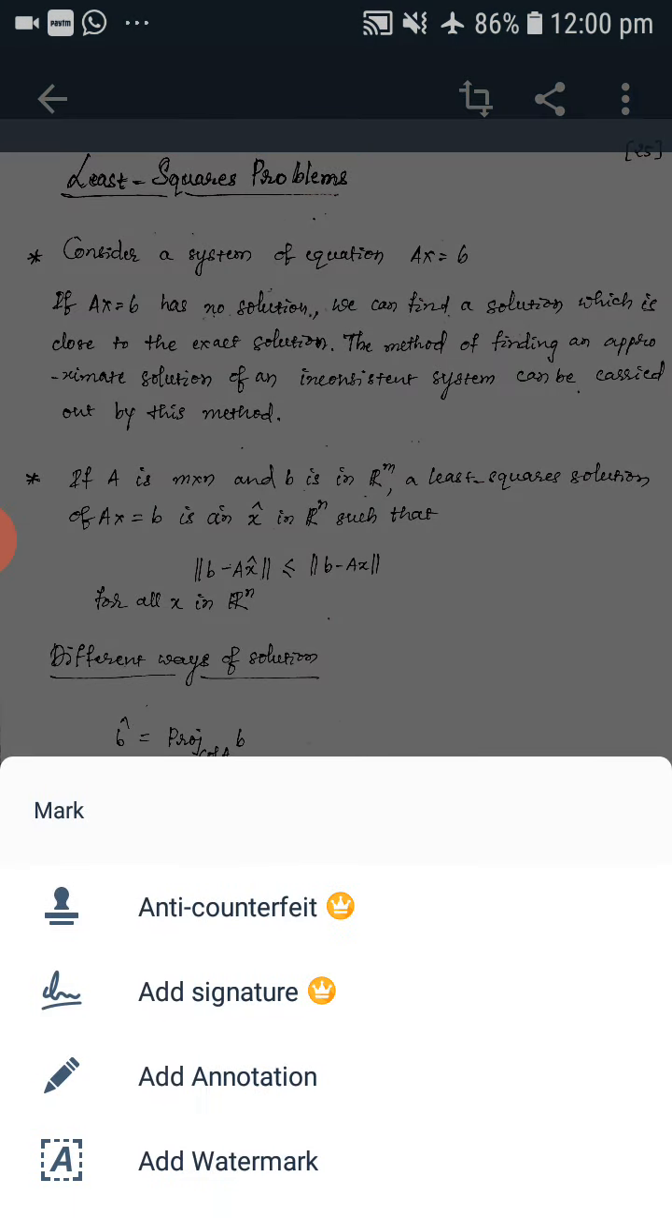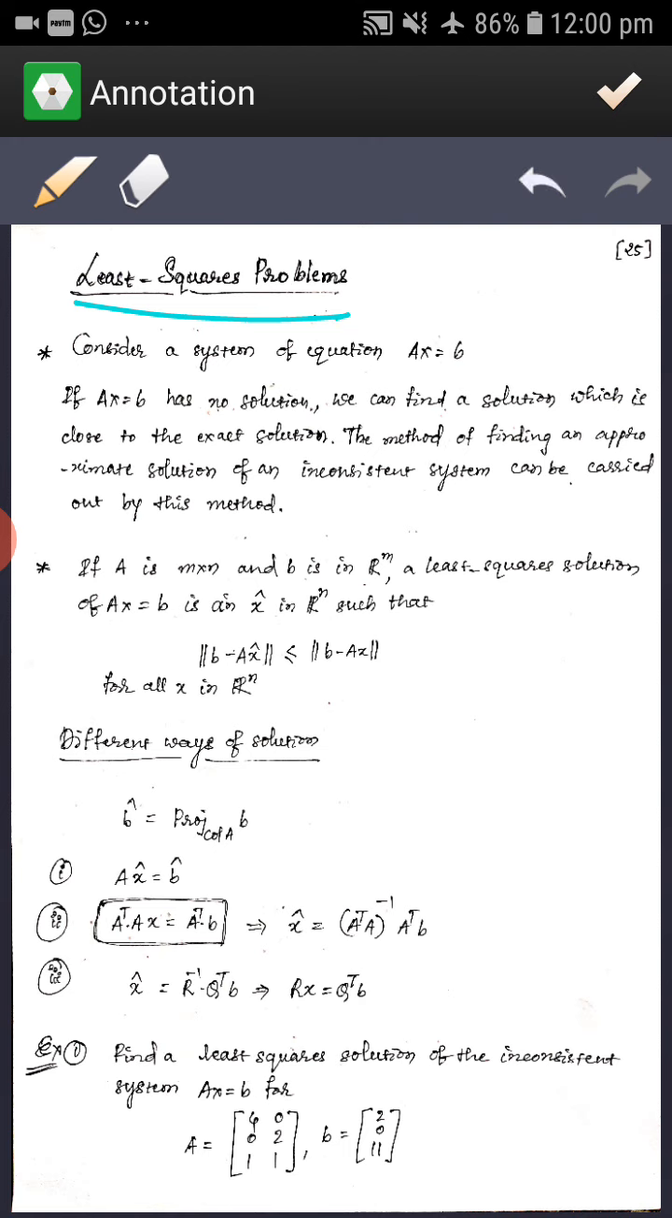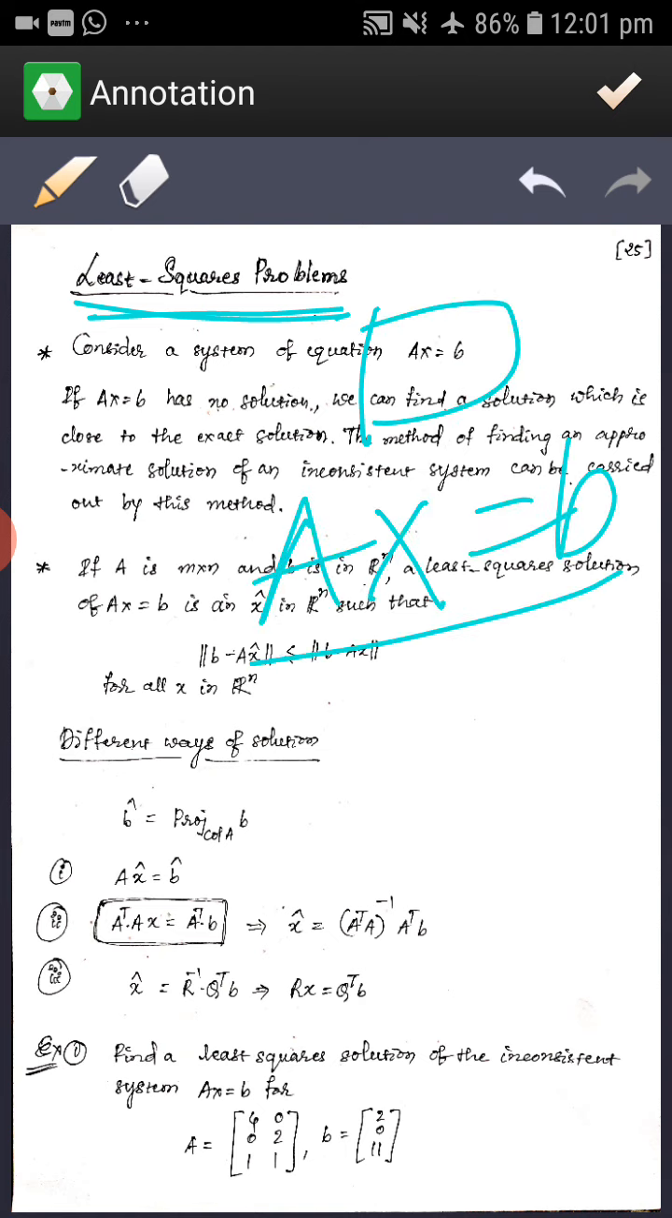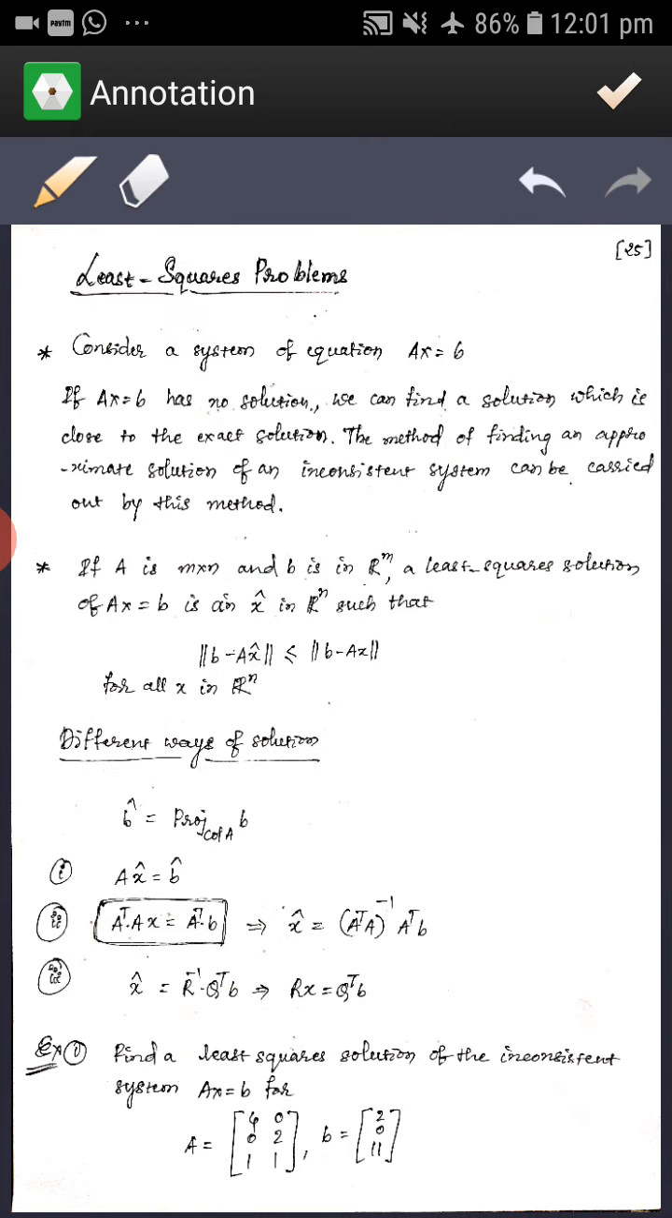Okay, the next topic is least square problems. Here again it is finding x only. If the equation is Ax = b, then we need to find the x. This is one more method, another way to calculate the x. There are three types again here.